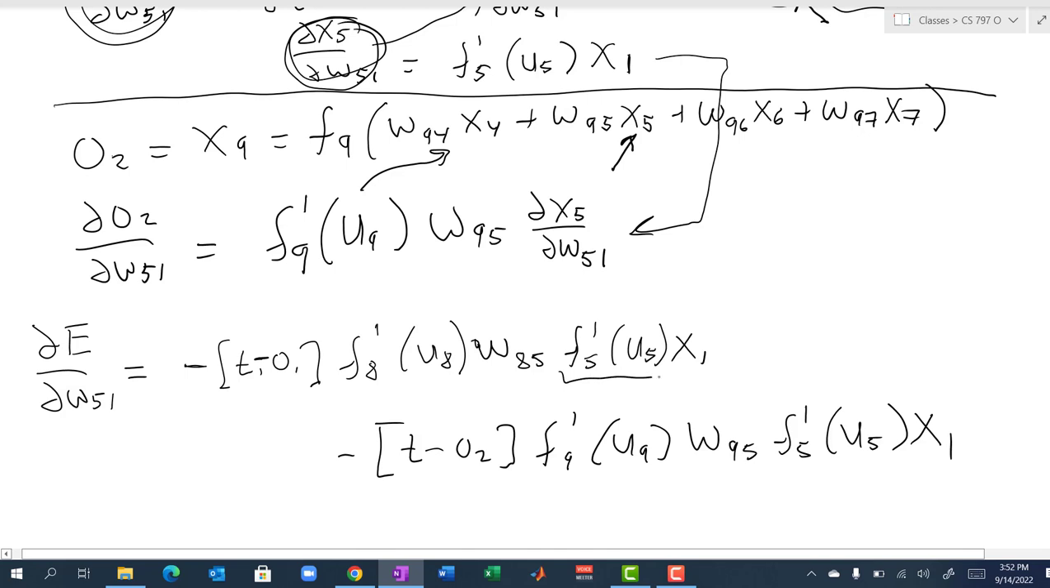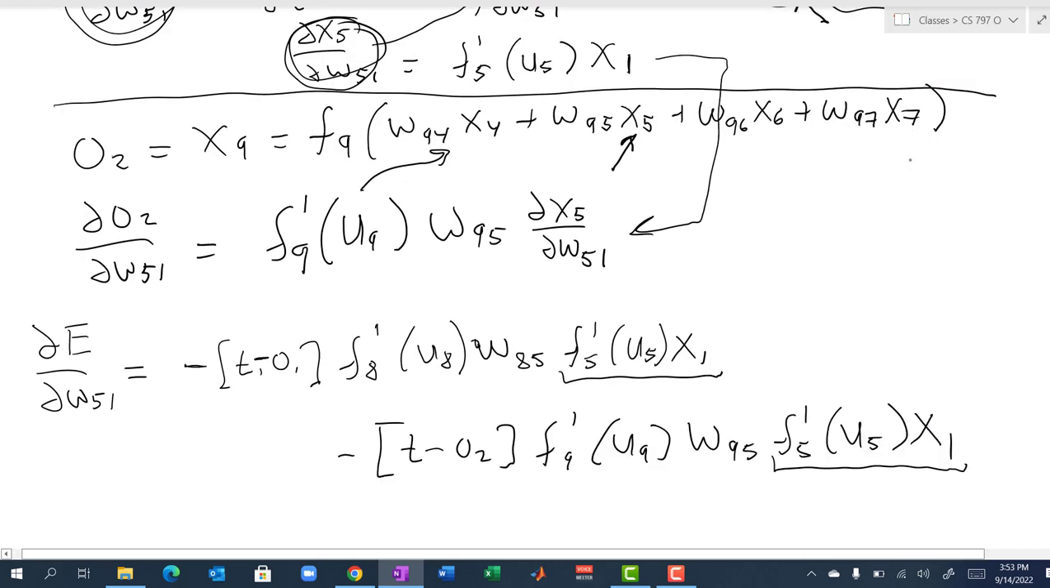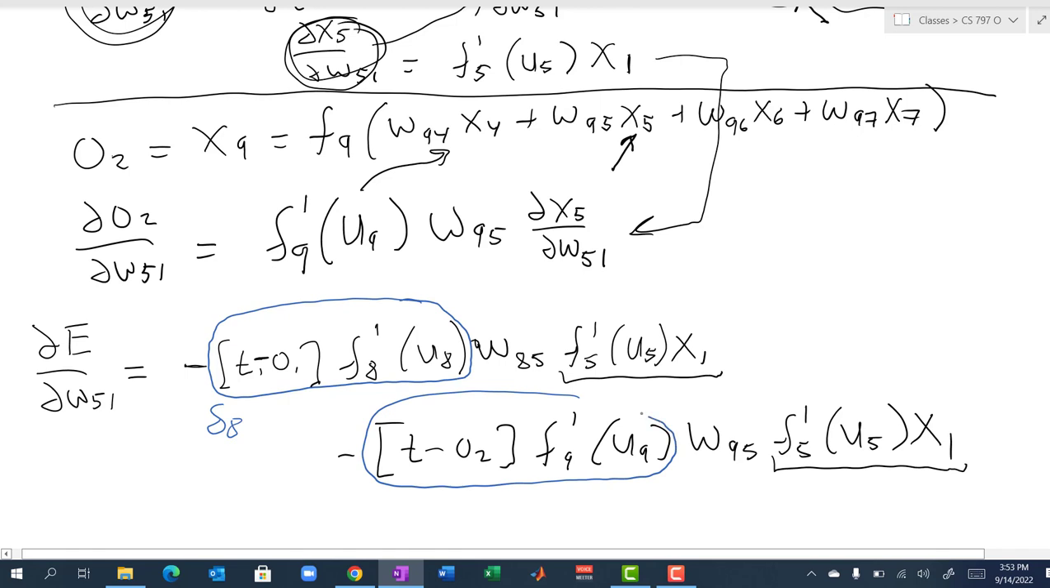So we see that we have some common terms here, so we'll look at factoring those out. But then the secret to backprop is how you group some of this stuff together. Let me grab a different color. We're going to group this stuff here, and we're going to call that delta 8. And we're going to grab this stuff here, and we're going to call that delta 9.